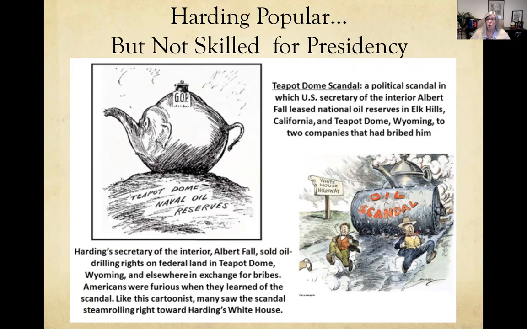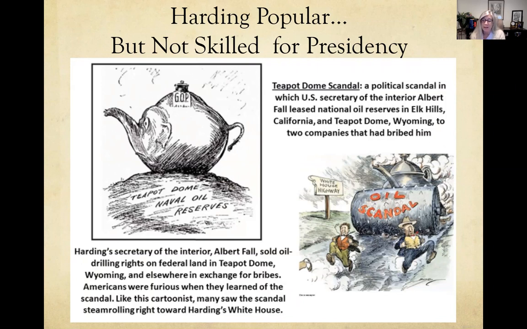So these national oil reserves that are set aside for the military, Albert Fall actually leases them to private companies and gets kickbacks and gets money for that himself. And one of those was at Teapot Dome, Wyoming. The other one was out in California. And so these companies had bribed Albert Fall for use of these oil wells or access to them. And so Albert Fall ends up going to jail.